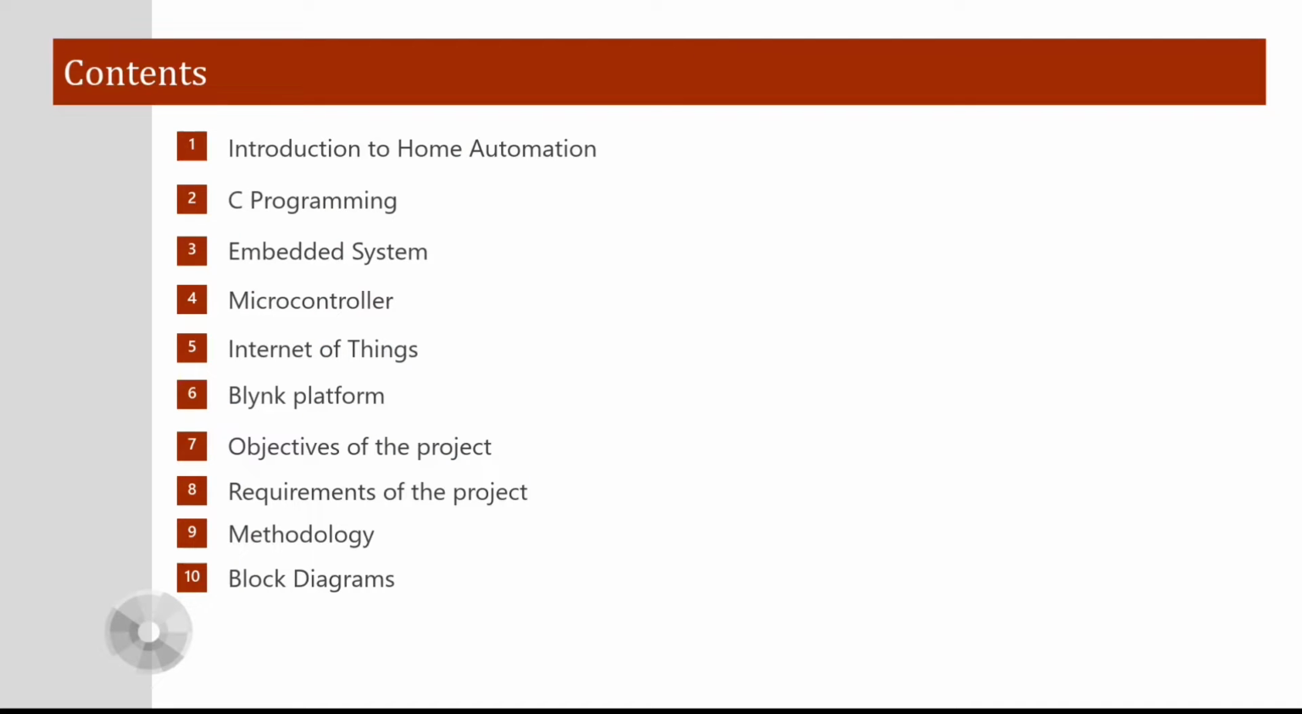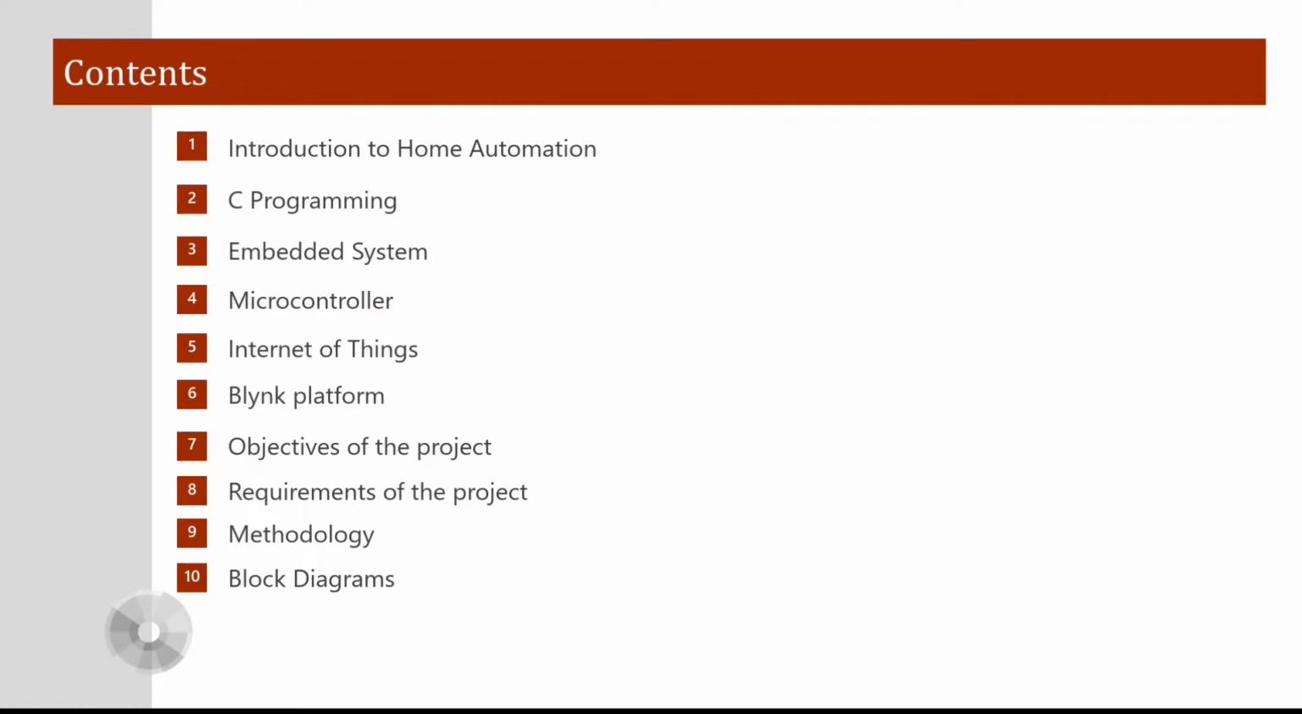Here we will see the introduction to home automation, C programming, embedded systems, microcontrollers and the Internet of Things that we learned in the internship, and about the Blynk platform, the objectives of the project, requirements of the project and methodology, and finally the block diagram and the simulation part of the project.